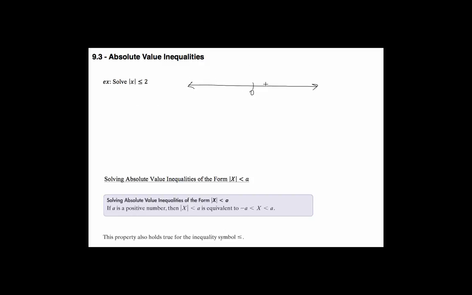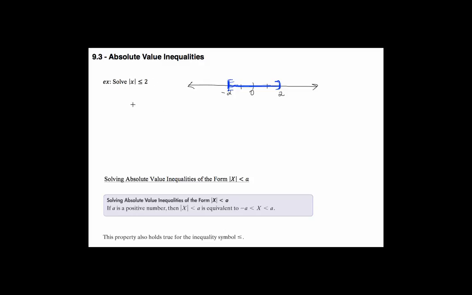Now you could go 2 units to the right. That would put you 2 units away from 0. Or you could go 2 units to the left, which is also 2 units away from 0. Now we're looking for all the numbers that are less than or equal to 2 units away from 0. So any number within this range, right here from -2 up to 2, including those two numbers that are 2 units away from 0, or any of these numbers in between, have a distance from 0 that is less than 2. So all of these numbers in between, and including -2 and 2, will satisfy this inequality.